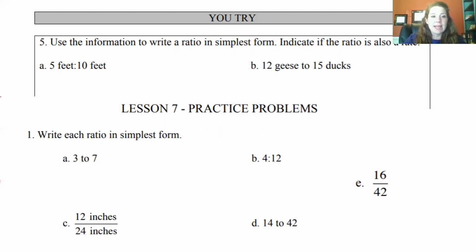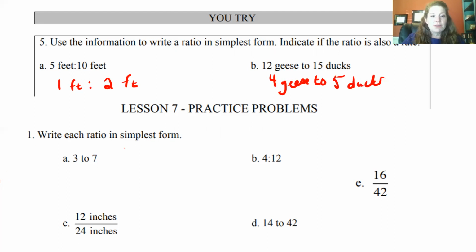All right, so 5A is a ratio. So our simplified ratio is 1 foot to 2 feet. Letter B, I can divide both of these by 3. So I have 4 geese to 5 ducks.